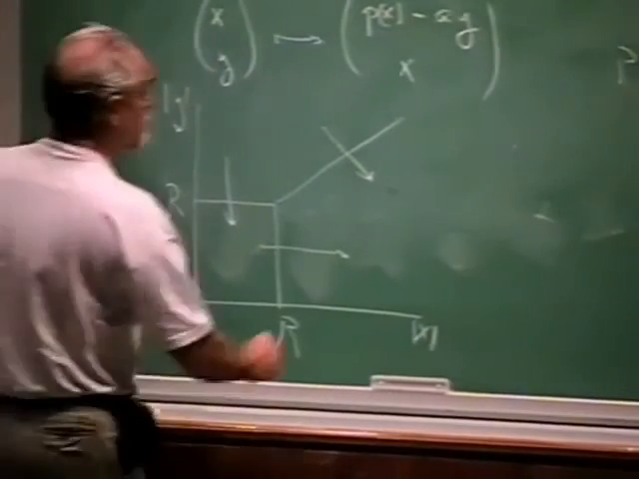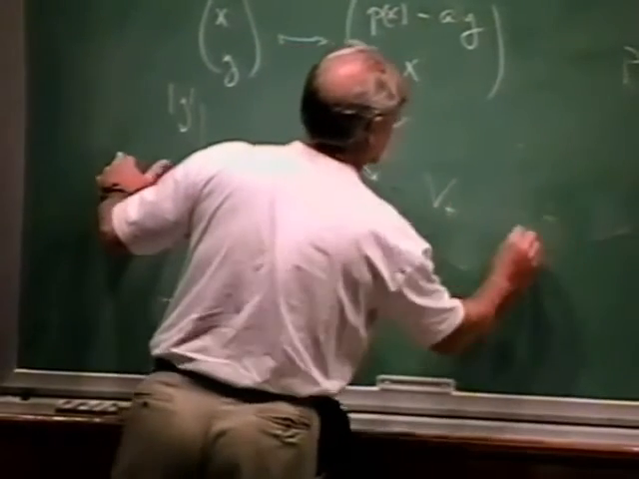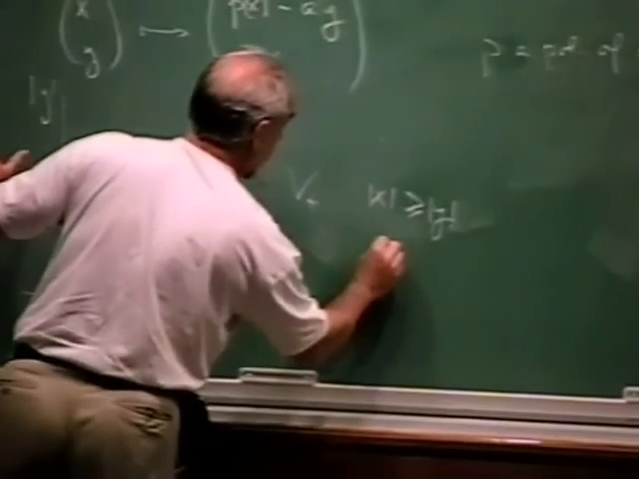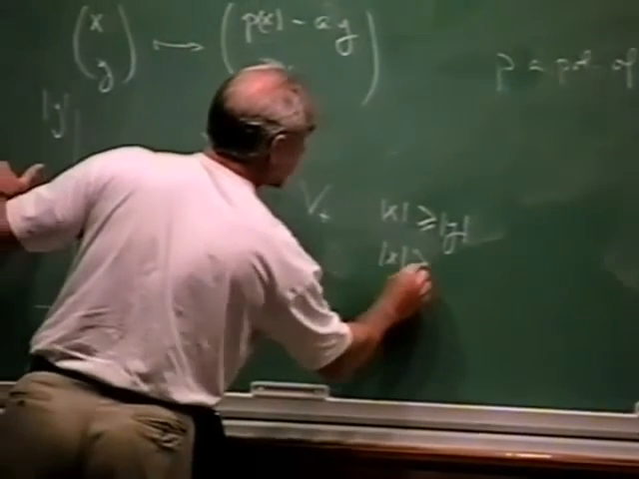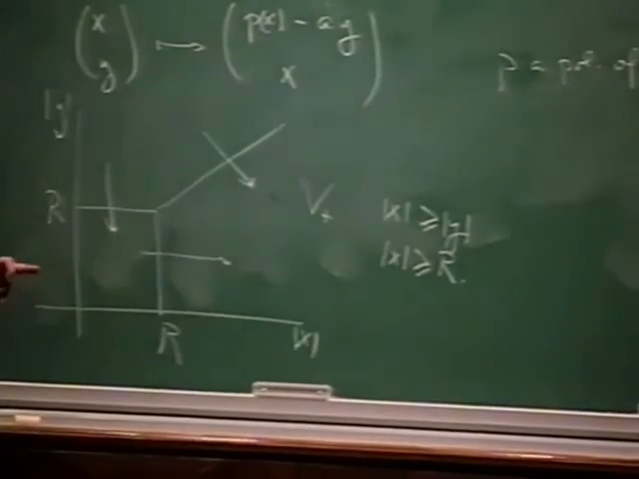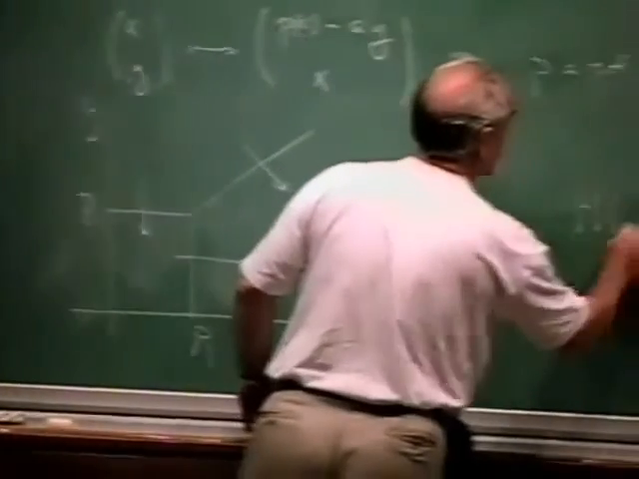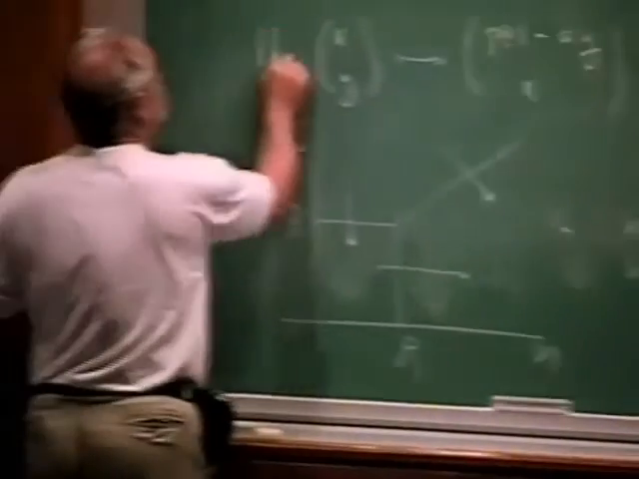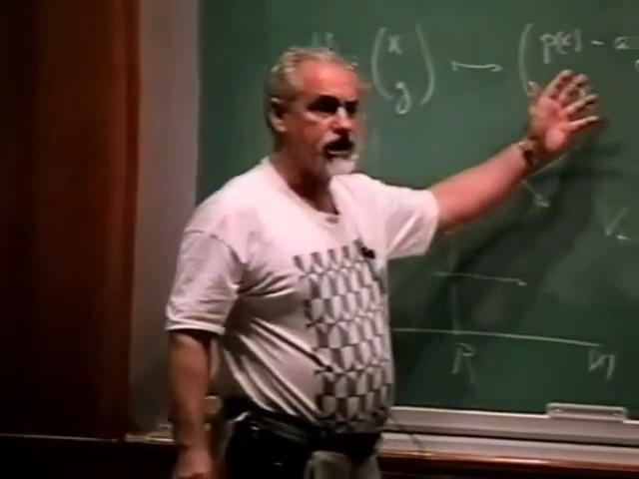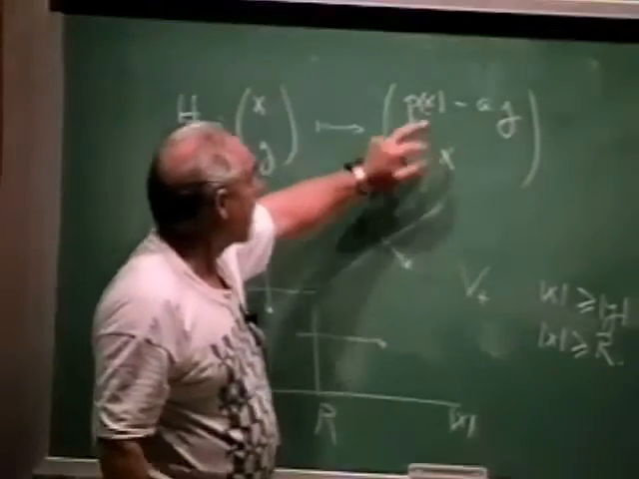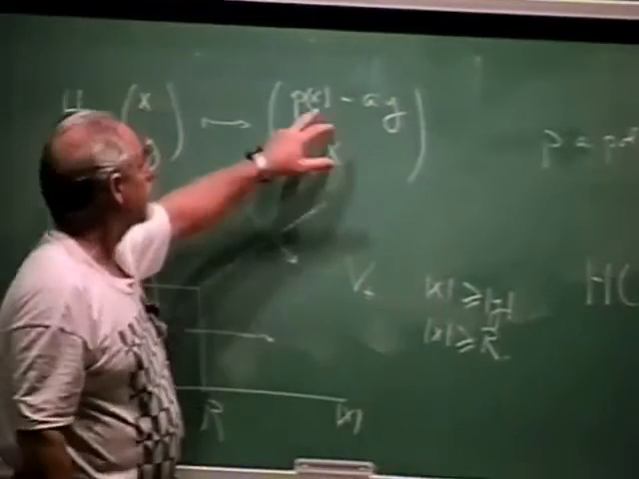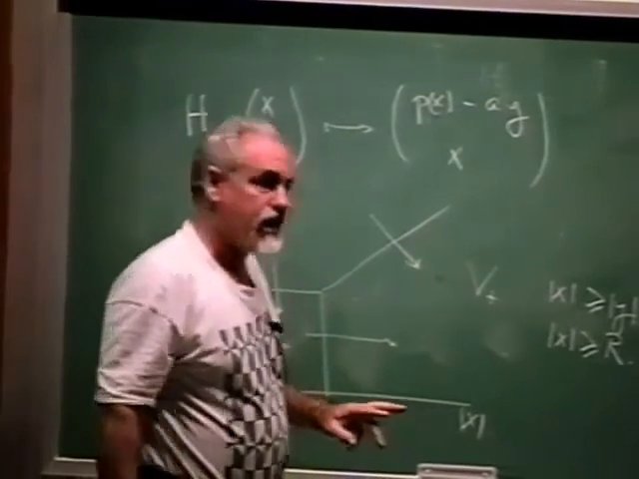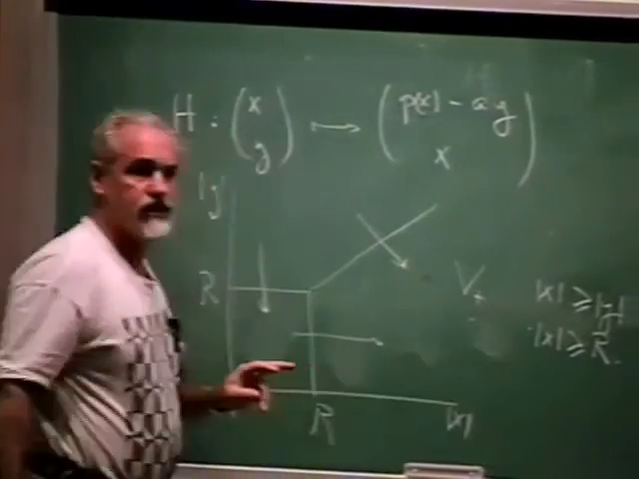That means that there is a region V plus where x is greater or equal than y, and x is greater or equal than some number r, such that H of V plus is contained in V plus. And if you think about the formula, you will see that this is essentially obvious. If x is large as compared to y, then this p of x is by far the dominant term. So this will be even more true next time.